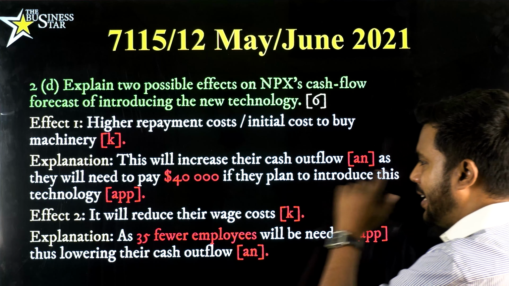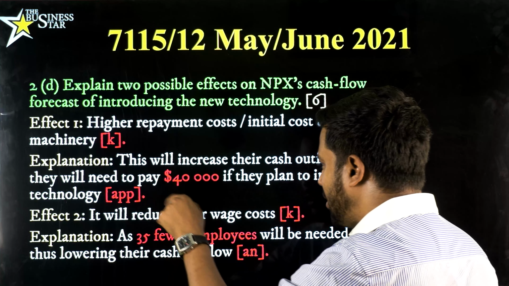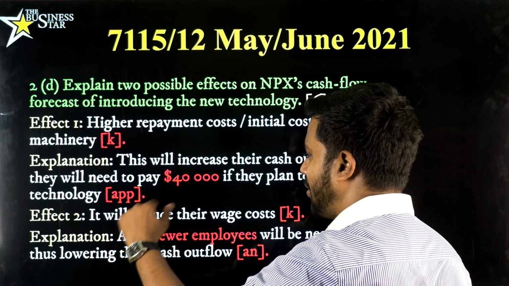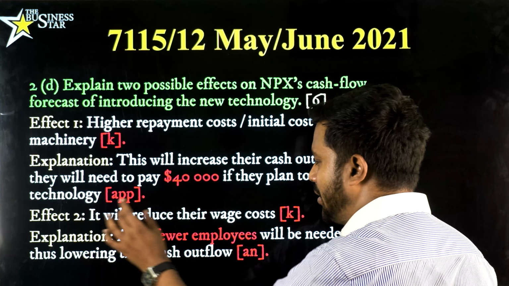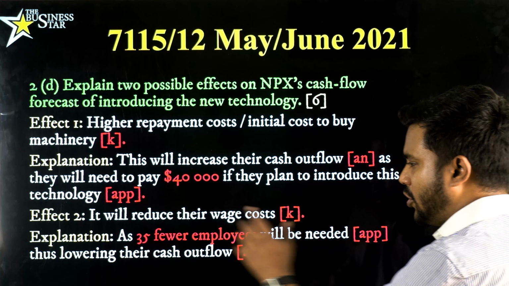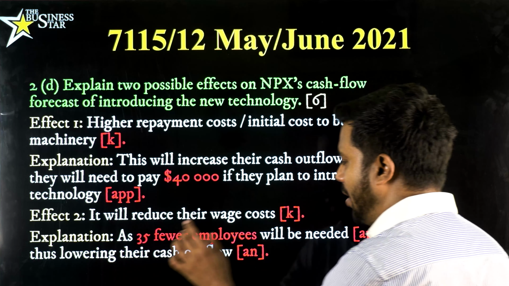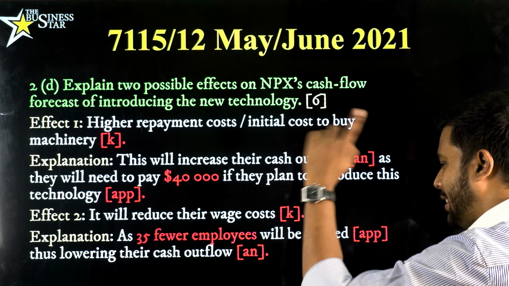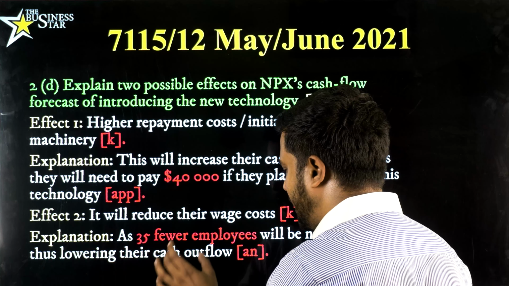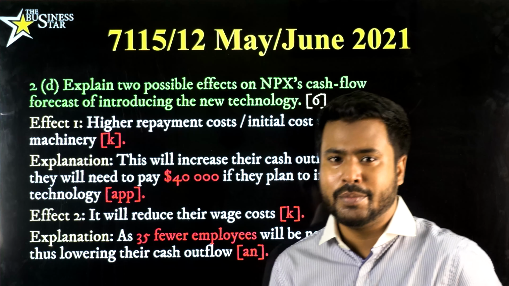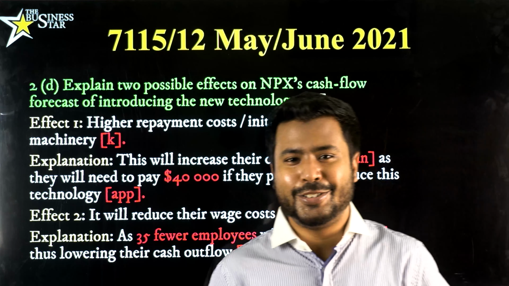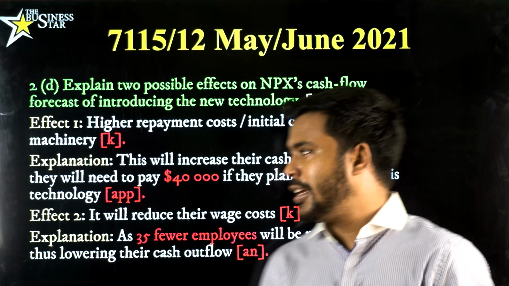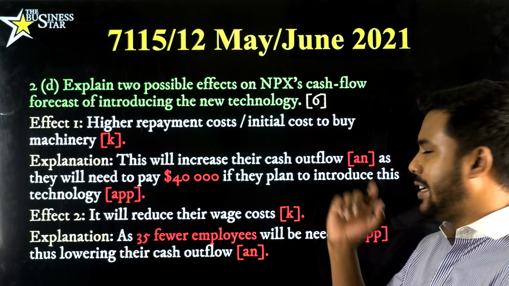This is the analysis, and they will need to pay $40,000 if they plan to introduce this technology, which is part of the application. In effect 2, it will reduce their wage cost. This is the knowledge, and the explanation is as 35 fewer employees will be needed. This was part of the application which was given in the case study, thus lowering their cash outflow. This is the analysis. Remember, in question number 1D, 2D, 3D, and 4D, we have to use a combination of knowledge and application and analysis.